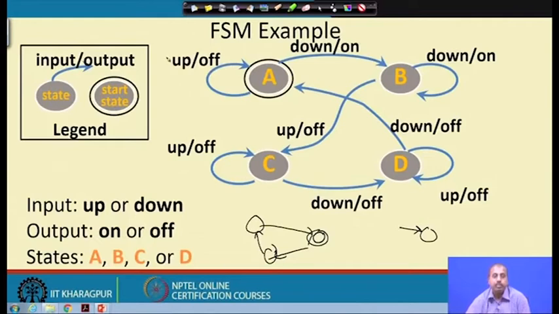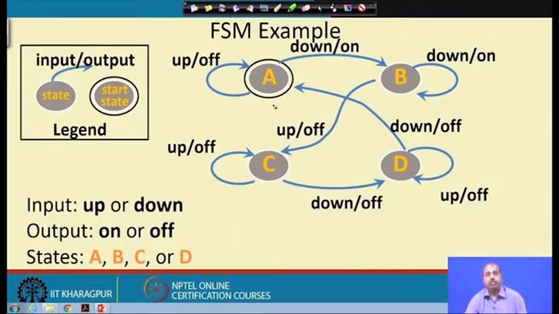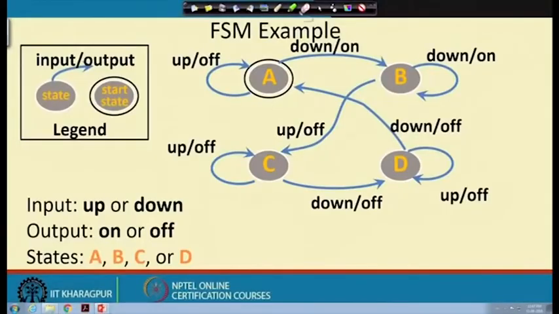Similarly, if there is a complex input combination condition, that will form a Boolean expression, and that can be written as the left part, before this slash. So, this way we can represent a finite state machine by means of some diagram. Mathematically we can write it in terms of those delta and lambda functions, and in graphical notation we can draw the diagram, and that also represents the finite state machine.